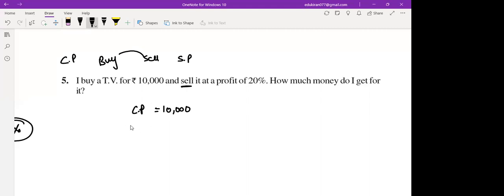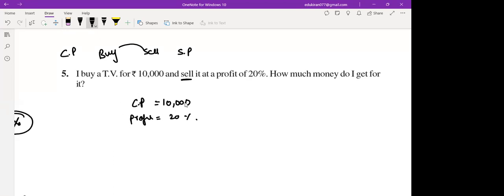And then what you did, you made a profit of 20%, right? So over here, how much money do I get for it, right? They told you that you got 20% profit, and they don't know at what price you sold it, right? 10,000 is this. So first of all, what you need to find is the profit. Yes or no? Percentage is given. So first you will find profit in terms of rupees, right?